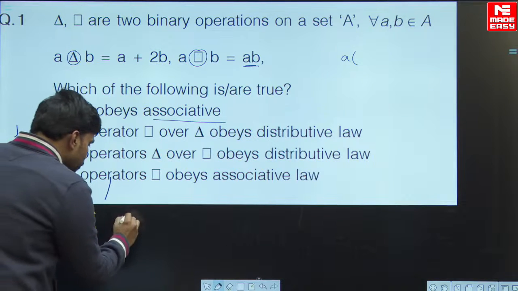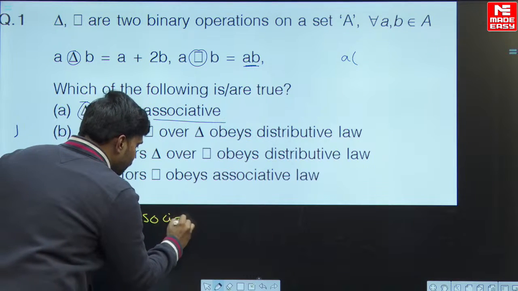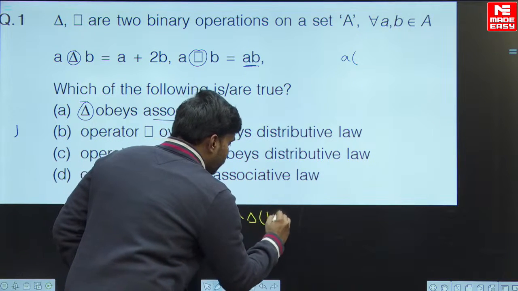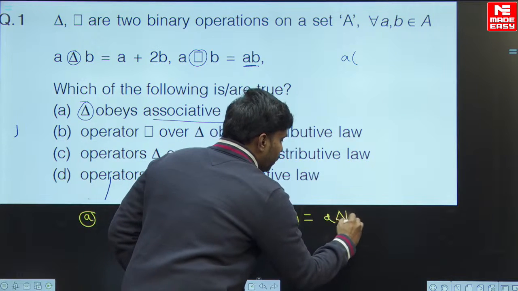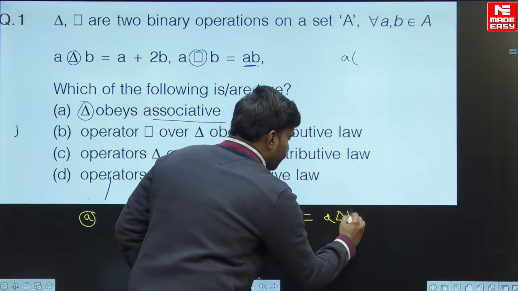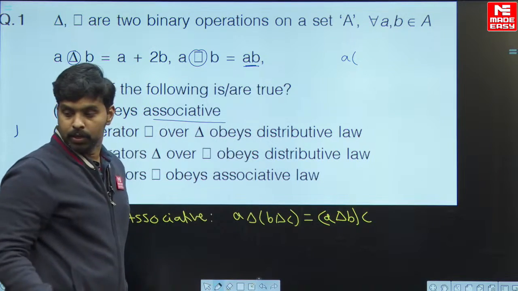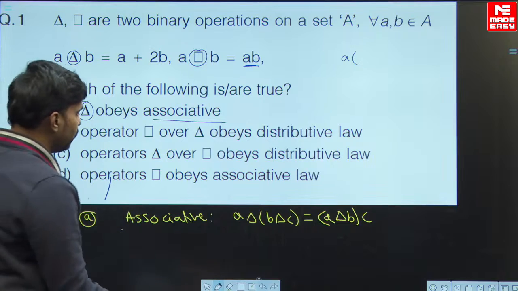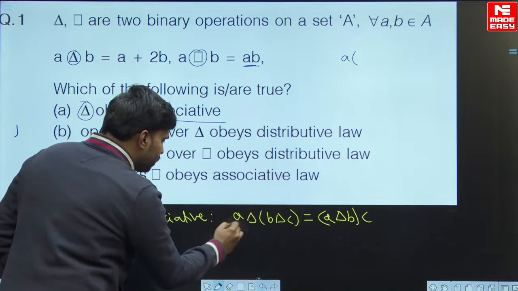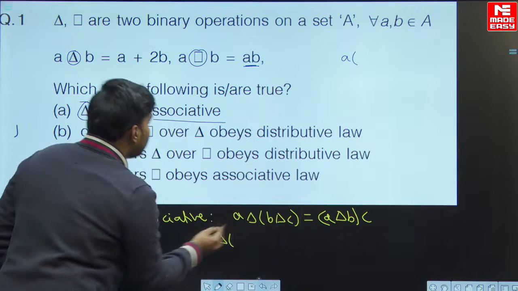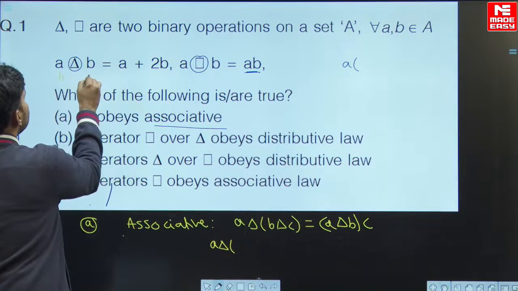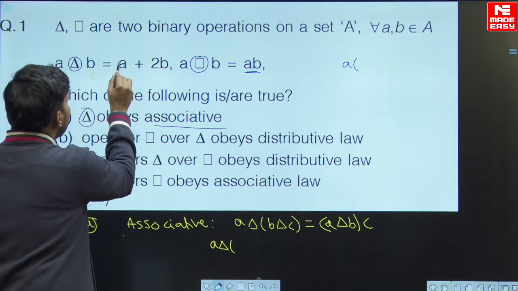For that, see, associative property क्या होता है बेटा? Associative property for the delta I can write here: if A delta B delta C is equal to A delta B delta C, then if this LHS is equal to RHS, you can say that it is associative. Now we will find this. First of all, A delta, B delta C. Suppose I take B here, C here, B delta C I can write as B plus 2C.